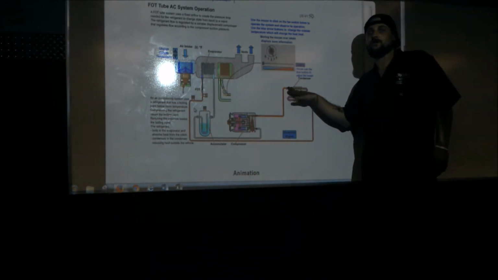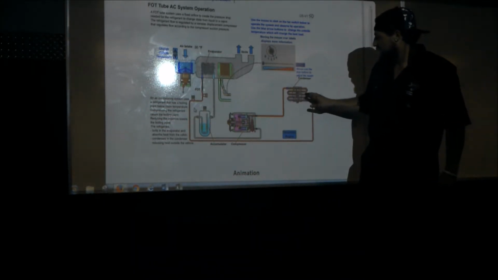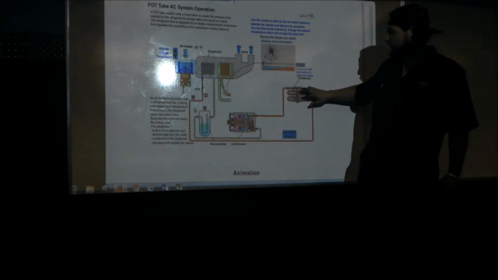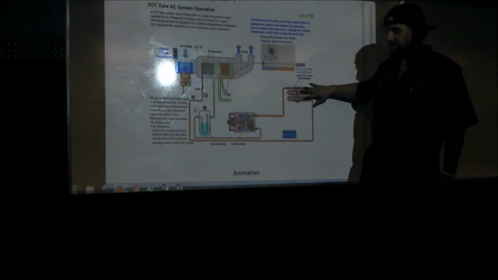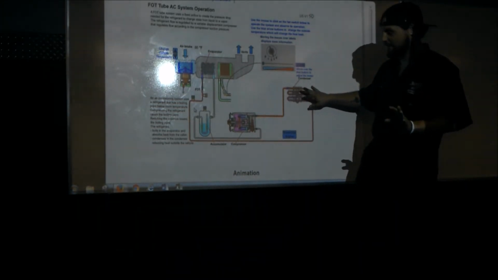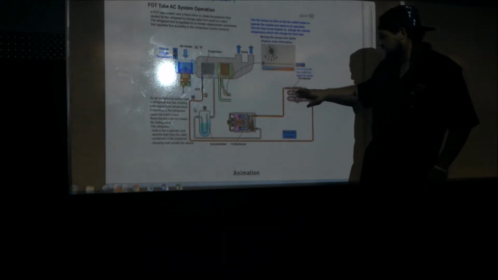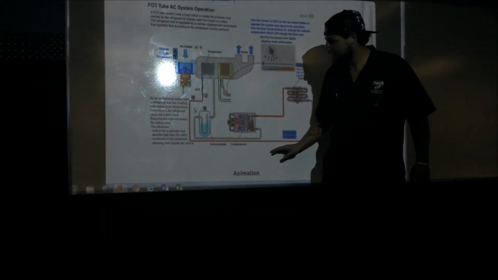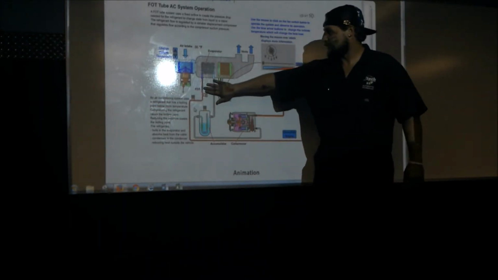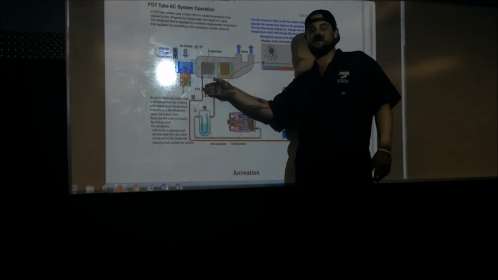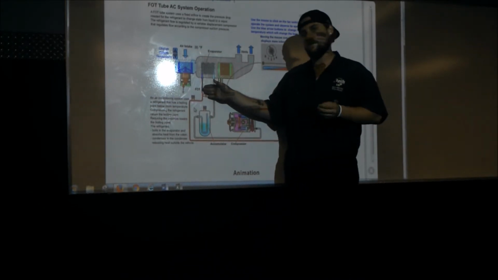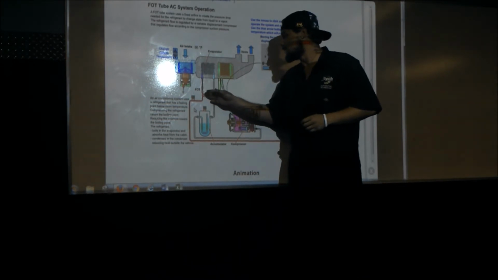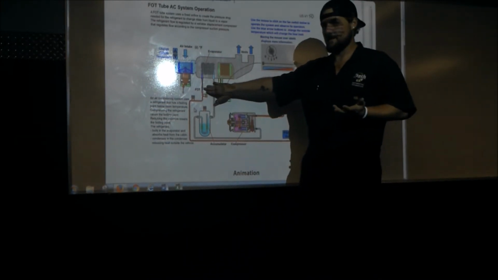As it's going through the condenser, this kind of acts as a radiator, and it'll cool off the high pressure fluid a little bit, not a whole lot. And then the fluid comes down and around up to a fixed orifice tube. The fixed orifice tube will atomize the refrigerant, making it basically become a gas.